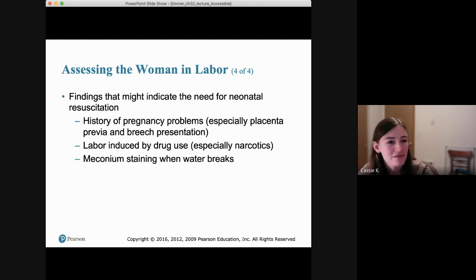Other findings might be history of pregnancy problems. So if there have been complications during this pregnancy, or with previous pregnancies, if labor was induced by drug use, or if you notice any of the meconium staining when the water breaks.